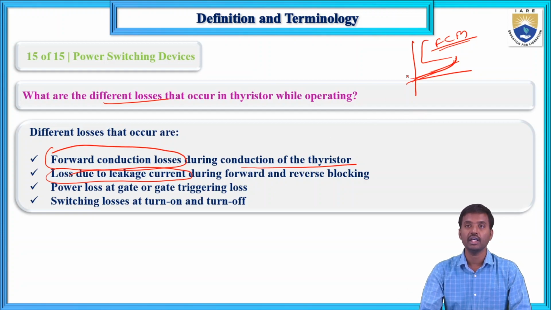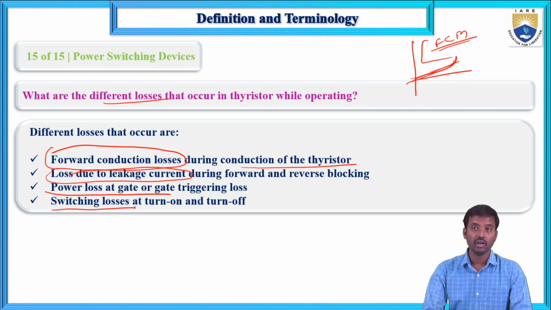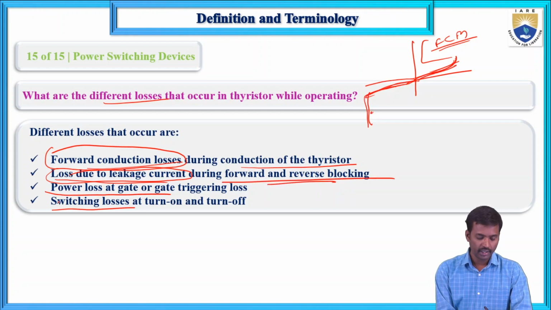If you are giving the gate pulse, there is a gate current, so there is power loss due to the gate. And then switching losses at turn on and turn off. While turning on and turning off, there may be a loss, and that loss is known as switching loss. Here, forward conduction loss, and leakage loss due to the leakage current. There may also be a reverse leakage current, so forward and reverse. And next, power loss due to the gate and switching losses.